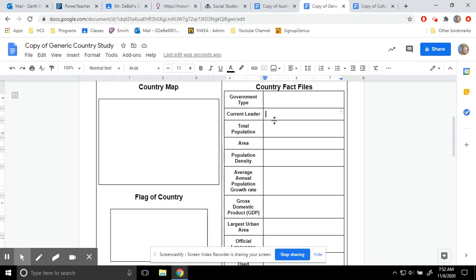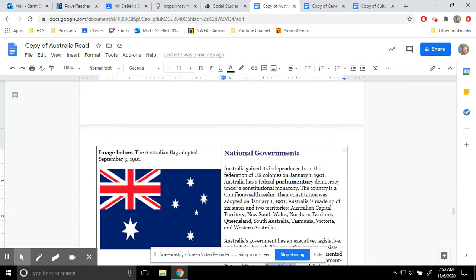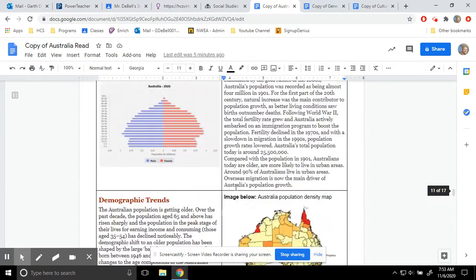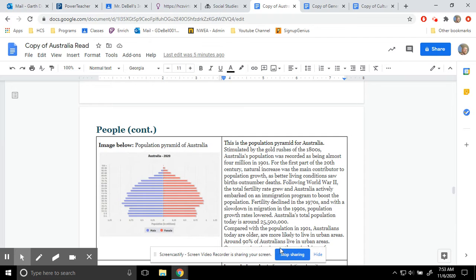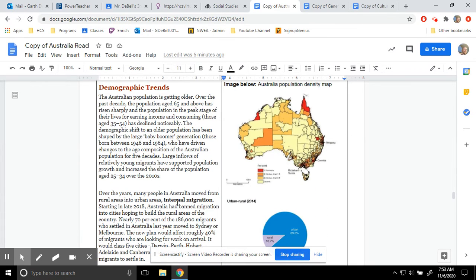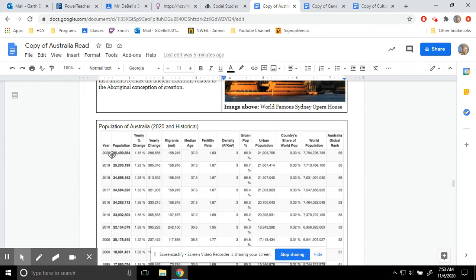Now for population, area, population density, all this stuff here, this is just going to come from the various charts that show up throughout, like you have your population information here and stuff like that. You may have some of the information you need here. This is a good resource. So your population 2020 is 25,499,000. Population density is right here.